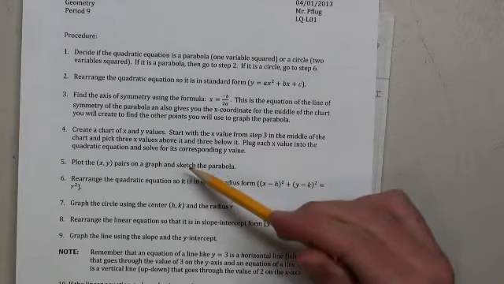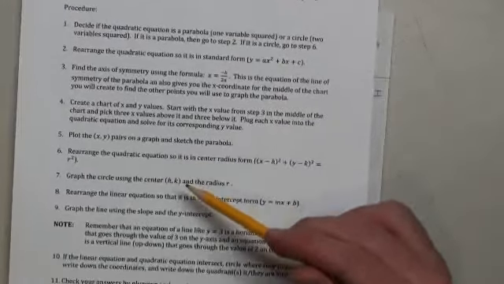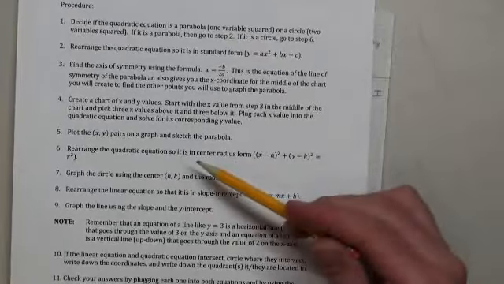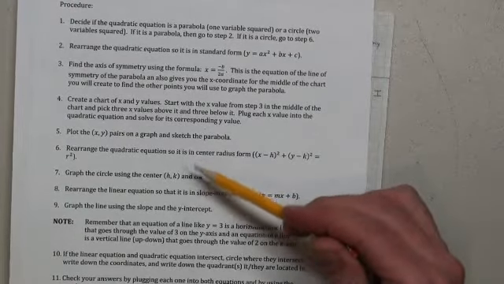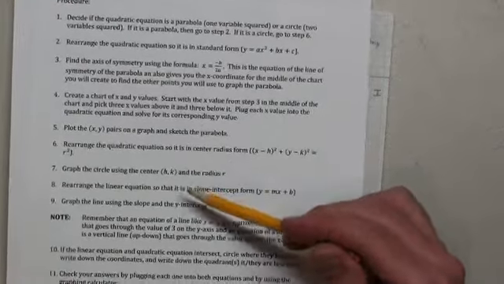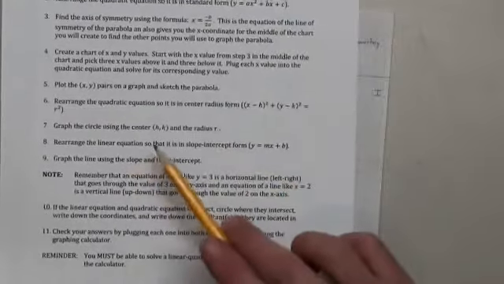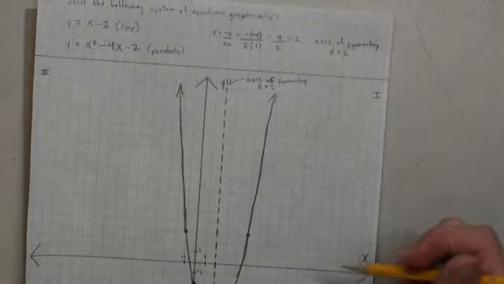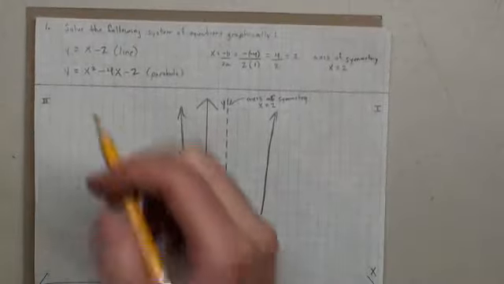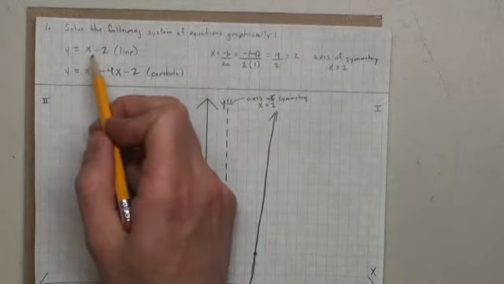Now, what do I want to do now? Let's look at our directions. So we just finished 5. We sketched a parabola. Now 6 and 7 we don't do, because that's for when it's a circle, and ours was a parabola, so we go to 8. Rearrange the linear equation so that it is in slope-intercept form, or y equals mx plus b. If you look, our linear equation is already in slope-intercept form.